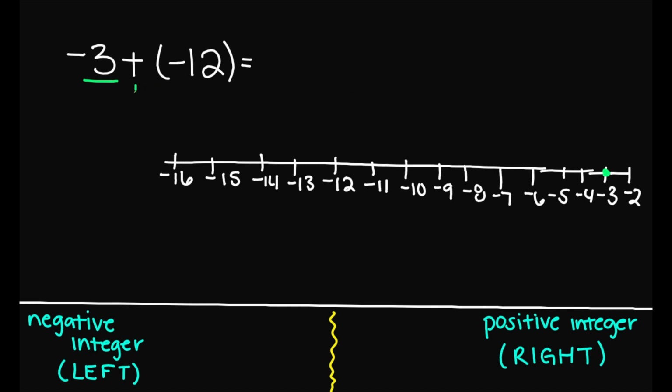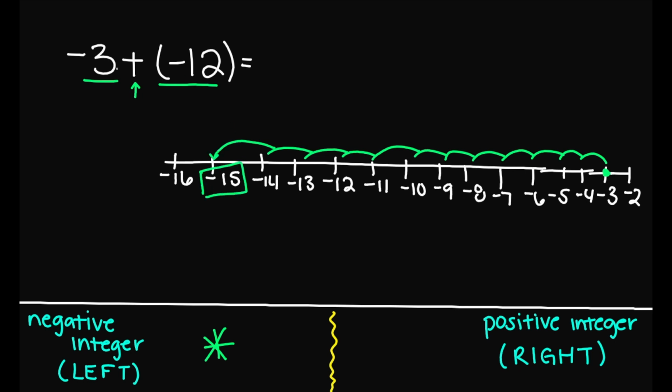And because I am adding a negative integer, then I am going to move to the left 12. So I am at my negative 3. We're going to move to the left 12. We have 1, 2, 3, 4, 5, 6, 7, 8, 9, 10, 11, 12. It puts us right here at the negative 15. So negative 3 plus negative 12 is going to equal negative 15.